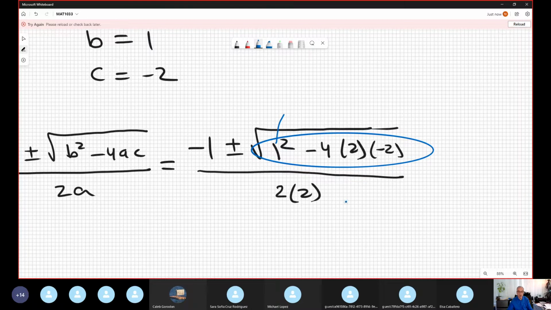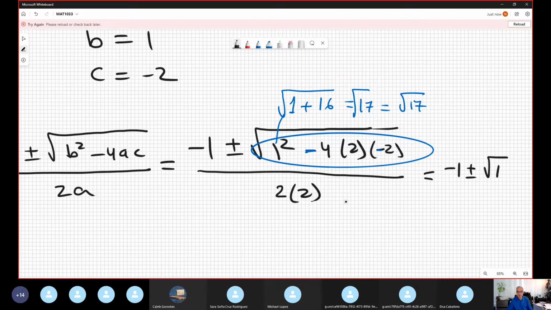One squared is obviously 1. Double negative. This negative and this negative together is positive. And 4 times 2 is 8. 8 times 2 is 16, no? 8 times 2 is 16. So it's 17. And 17 is a prime number. So square root of 17 is square root of 17. We cannot do anything because 17 is prime. Therefore, it is minus 1 plus or minus radical 17 divided by 4.